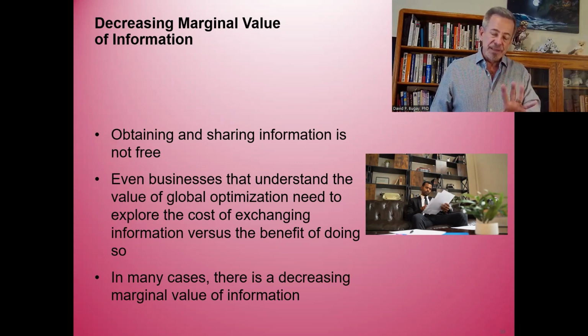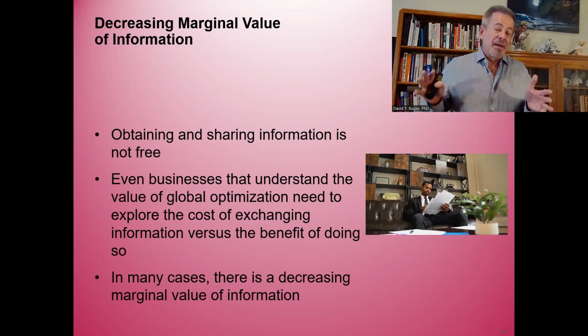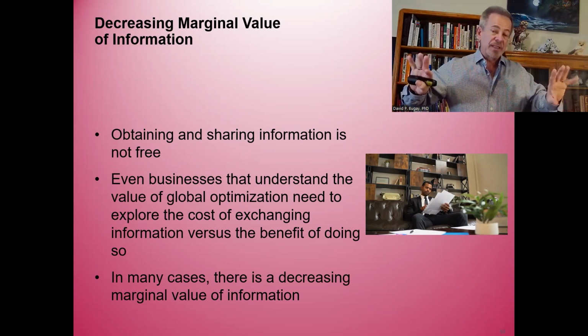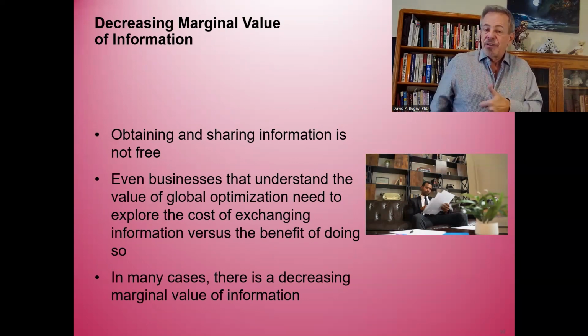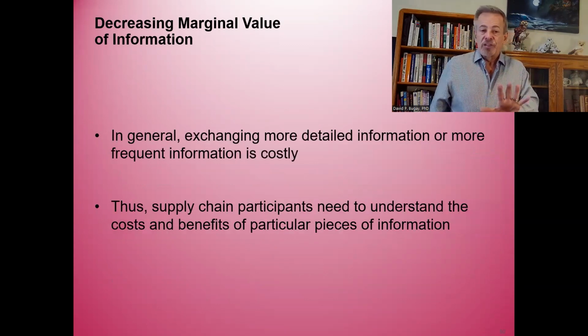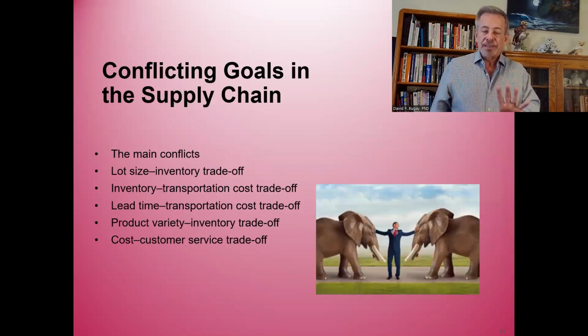But every business knows the value of global optimization with cheap labor costs in lower economic countries. You take advantage of that, but the more you do, the further out that supply chain is geographically, you end up having the transportation costs increase. So you're going to have a decreasing marginal value of the information itself. More detailed information is often more costly. Therefore, you're going to have a lot of issues on the cost.